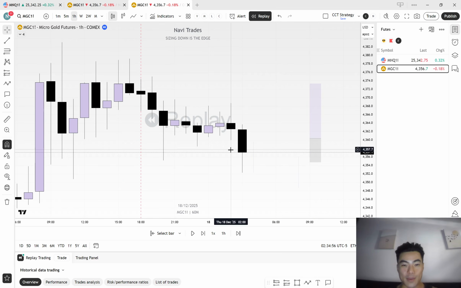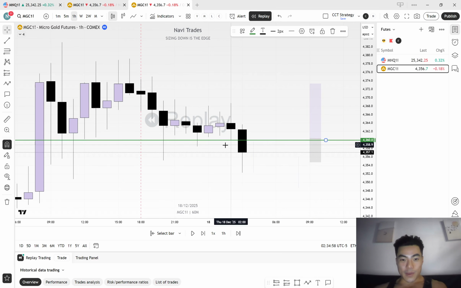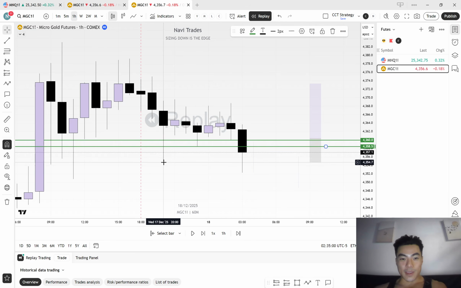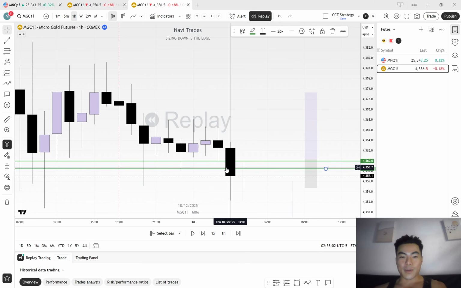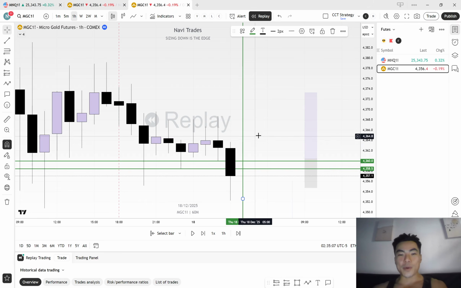Bang, nice close. Close through this virgin wick. This virgin wick had not been touched, and yeah, that's it, those two. So these are your POIs. Make a vertical line at the next hour.